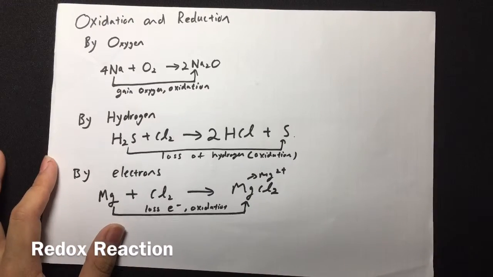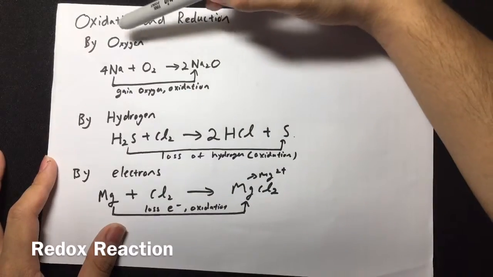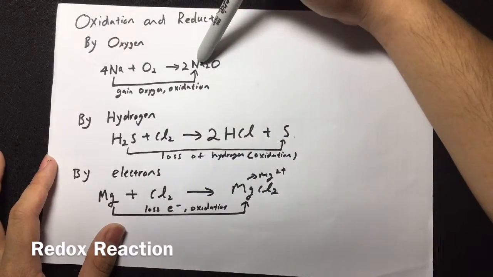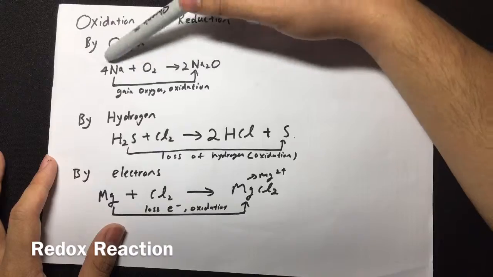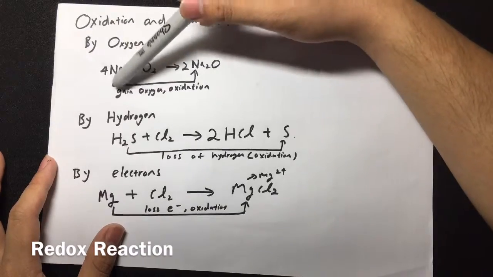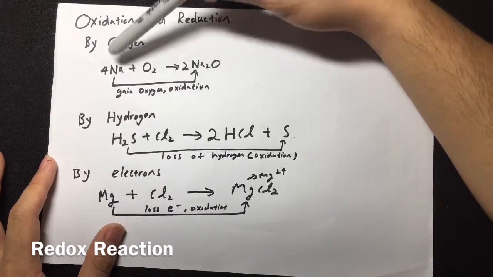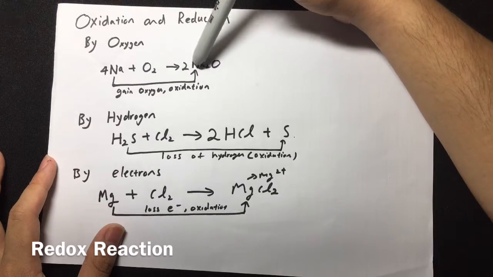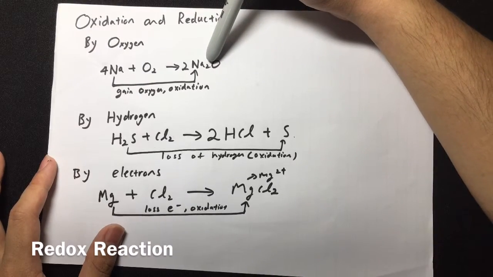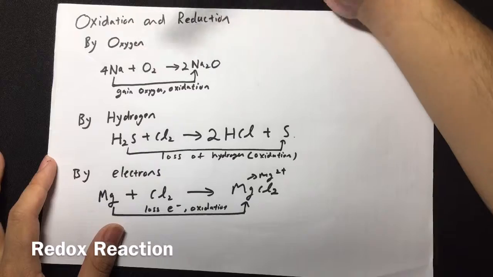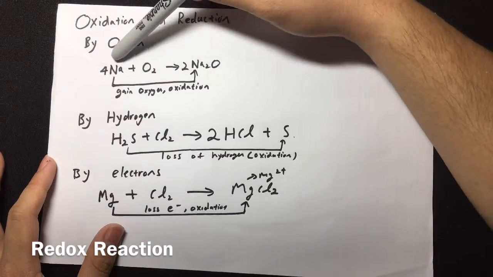The four methods are by oxygen, by hydrogen, by electron, and by oxidation state. So let's go in depth and take a look at by oxygen. Look at this example here. Can you observe that the reactant sodium gains oxygen, and as a result of this gaining of oxygen, we can conclude that sodium is being oxidized to sodium oxide. In contrast, if it loses oxygen, then it means that the reactant has been reduced.